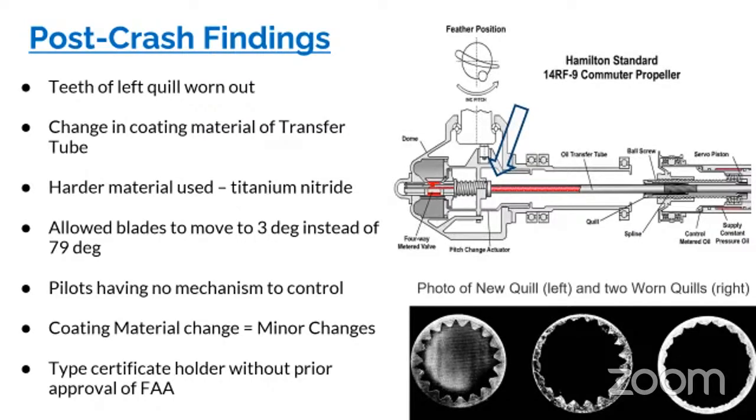However, as per the manufacturer, they have included a fail-safe mechanism to move blades to the feathering position if the quill disengages. But the fail-safe mechanism was certified only on the basis of results achieved in ground testing, not on actual flight tests. As it was a mechanical failure, pilots don't have any control. The coating material change is a minor change classified by the FAA and can be done by the manufacturer without prior approval of the Federal Aviation Administration. Next slide.